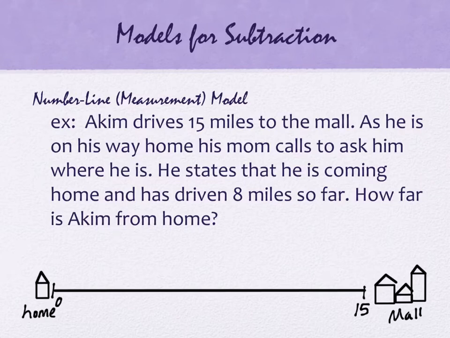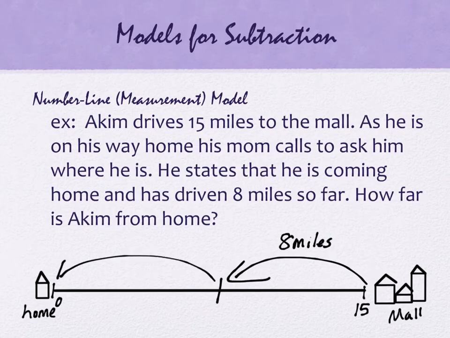So Akeem's mom calls, and he says that he has driven 8 miles back so far. So he's somewhere along the way here. Maybe he's a little over half. My picture doesn't need to be perfect, but it needs to sort of make sense, right? And this distance that he's gone along this arrow is 8 miles. And the question is, how much further does he need to go? 7. So 7 miles is my answer.